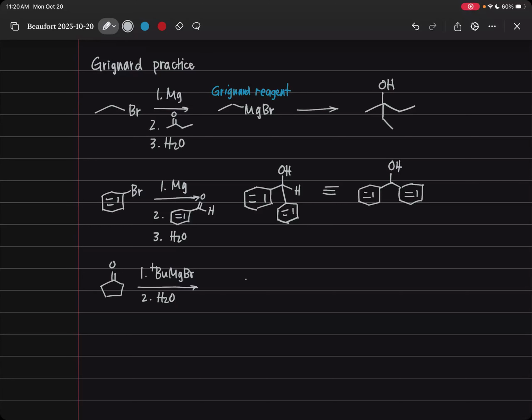So there's our alcohol, and then attached to the central carbon is whatever was on the magnesium bromide. In this case, is a tert butyl group.